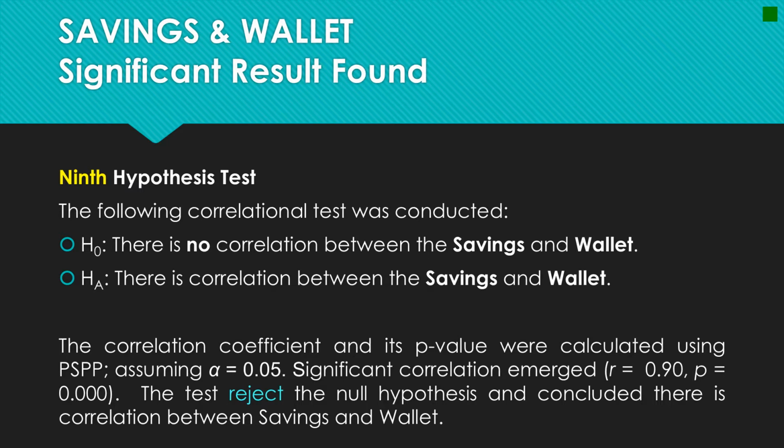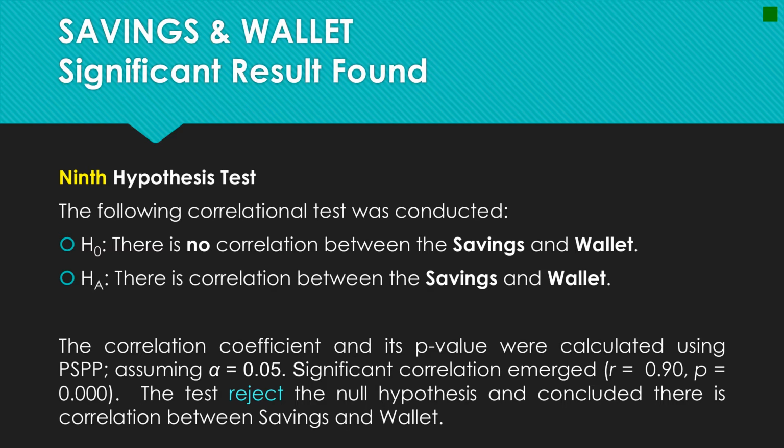Let's move to the ninth hypothesis. It's between savings and wallet. The following correlation test was conducted. The null hypothesis says there is no correlation between savings and wallet. On the other side, the alternative hypothesis says there is a correlation between savings and wallet.